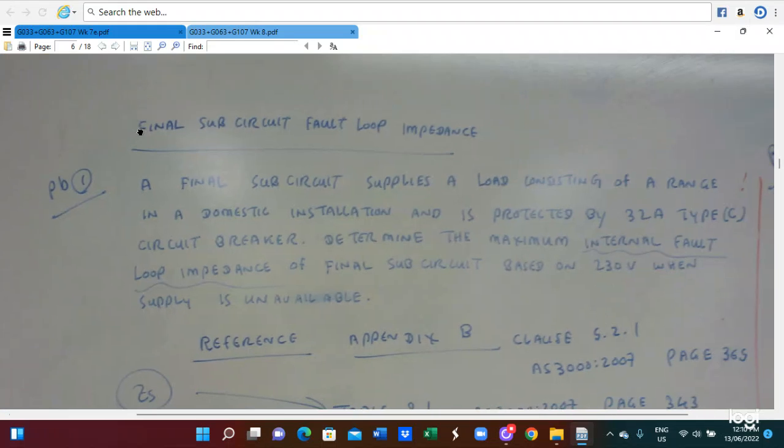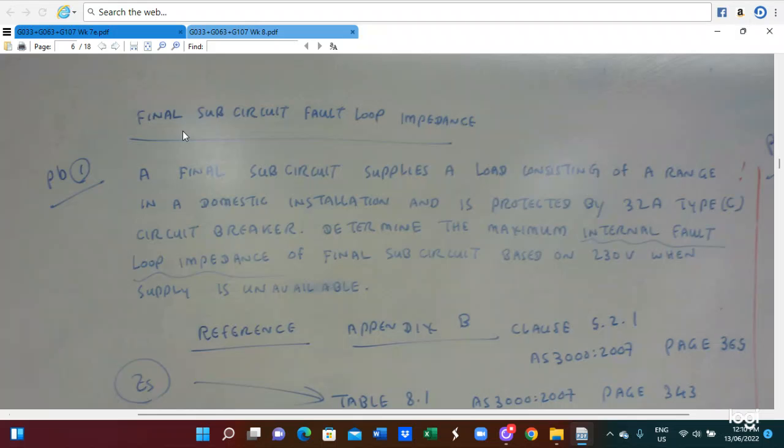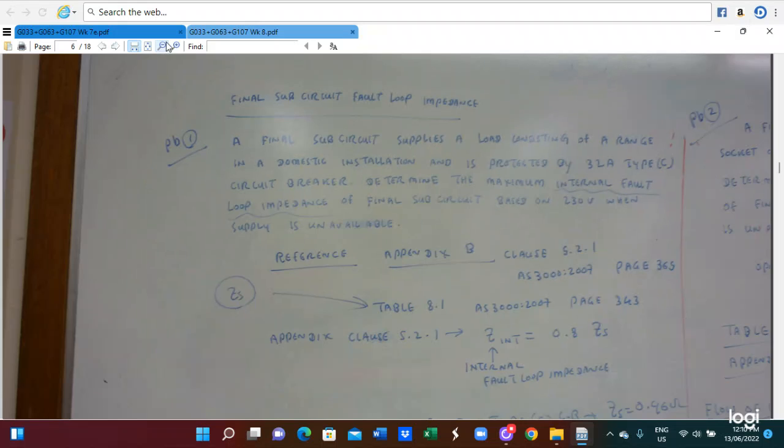This program finds the circuit impedance calculation. If the final circuit is supplying a load consisting of a range in a domestic installation and is protected by the 32 ampere type C circuit breaker, determine the maximum earth fault loop impedance of the final circuit based on the 230 volt supply when the supply is unavailable.